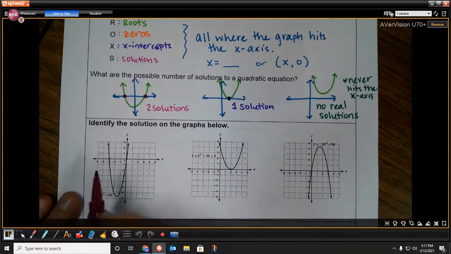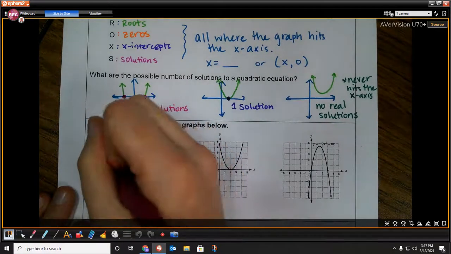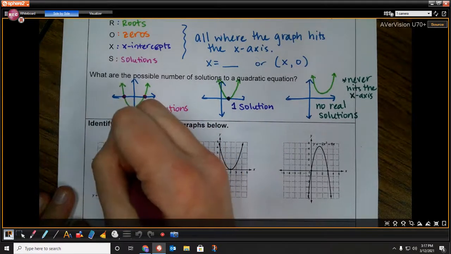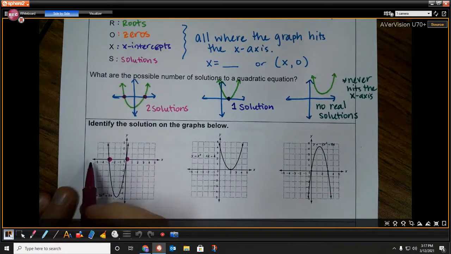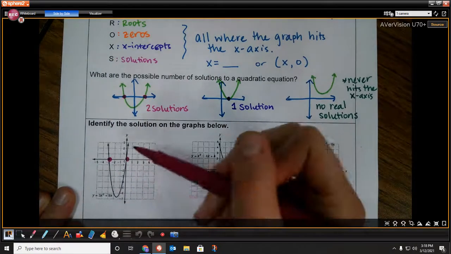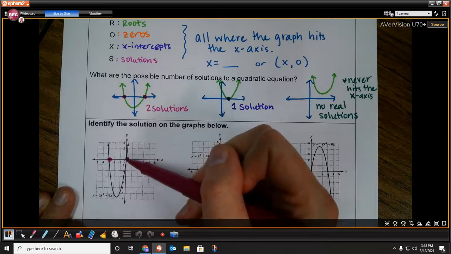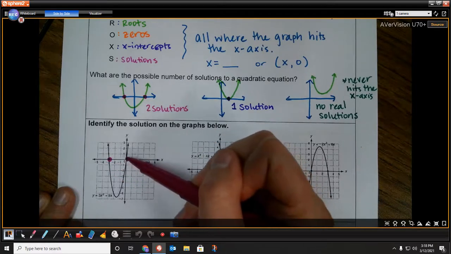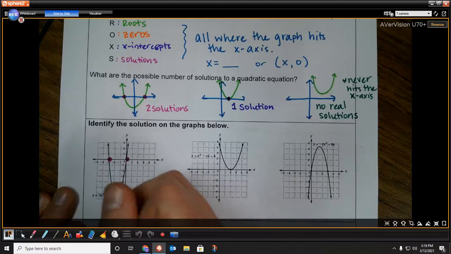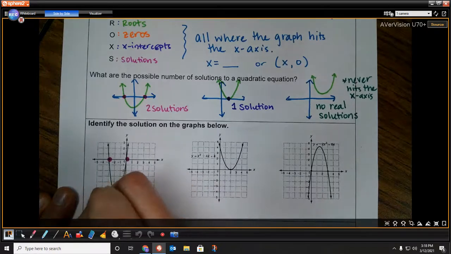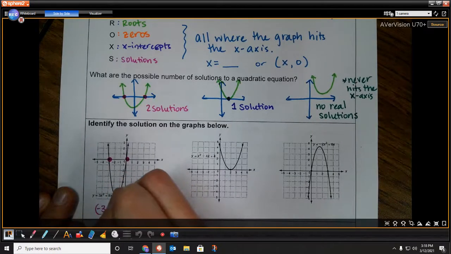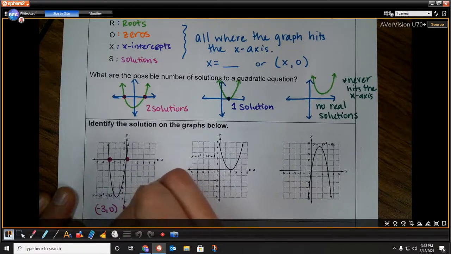So in this case, we're going to look here and we say, oh, look, here is one of our solutions. Here's one of our solutions because that's where it hits our x-axis. Our y value is equal to 0 at (0, 0) and (-3, 0). So we would write (-3, 0), and I guess you could do the little and sign, (0, 0).